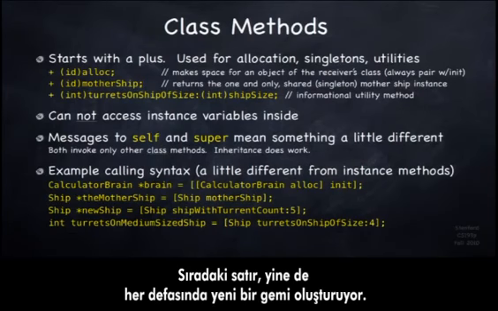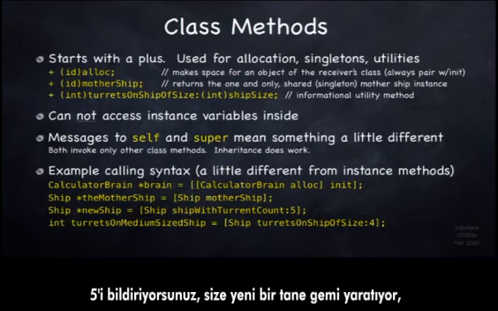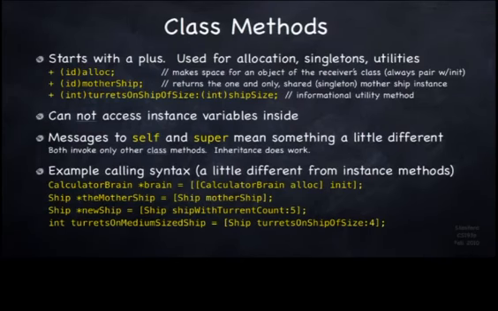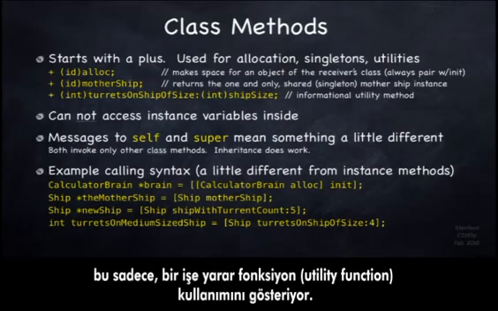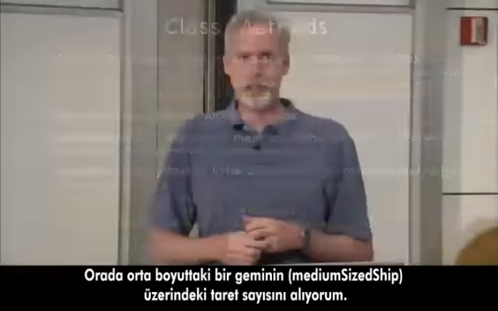The next line, though, is creating a new ship every time, and that's something I made up called ship with turret count of 5. Okay, you pass 5, it creates you a ship, a new one, with 5 turrets and gives it back to you. So that's different than mothership. It's not a shared one. And then the last one, that's just showing an example using a utility function. Okay, I'm just getting the turret count on a medium-sized ship there.